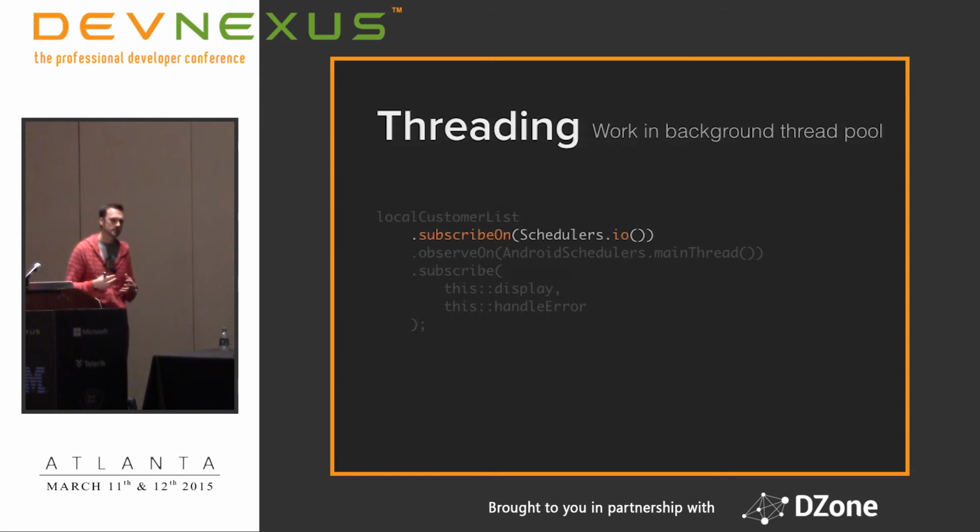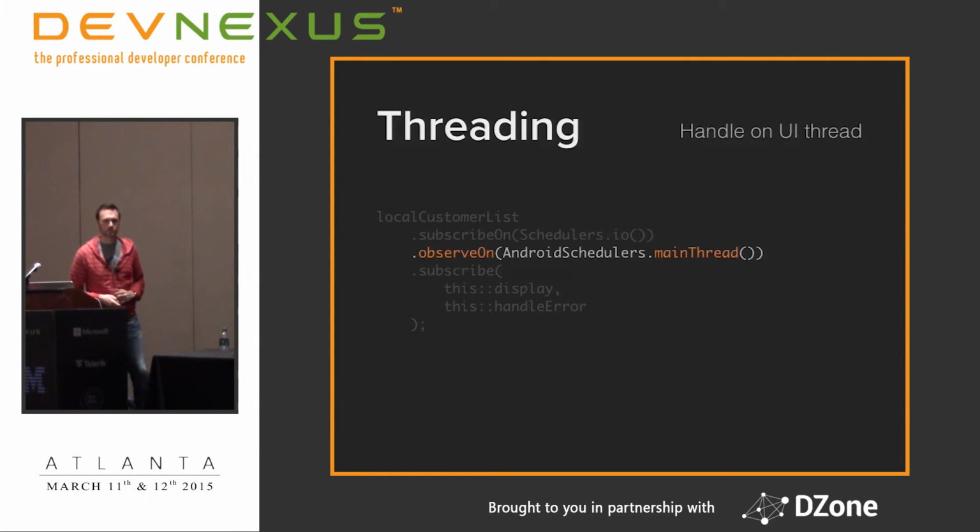Schedulers.io is going to provide a thread pool for running IO type operations, networking and disk. There's other ones. There's a computational thread. There's other types of things you can use. So if you say subscribe on schedulers.io, it's going to run everything above it in that background thread pool. Now if you say observe on, it's going to run everything below it in this scheduler. So we want all the hard work that happened above it to be in a background thread pool. We want to run our UI handling on the Android main thread.